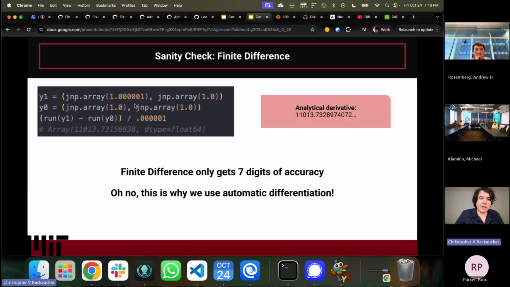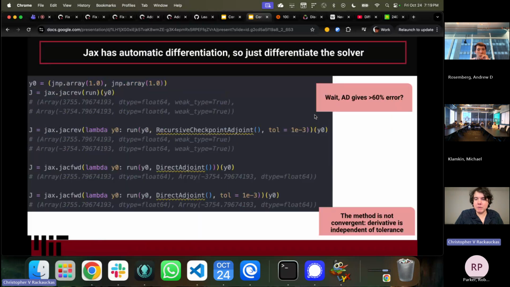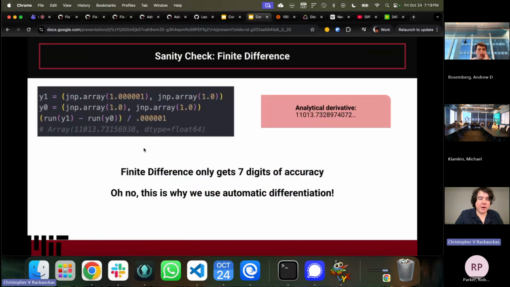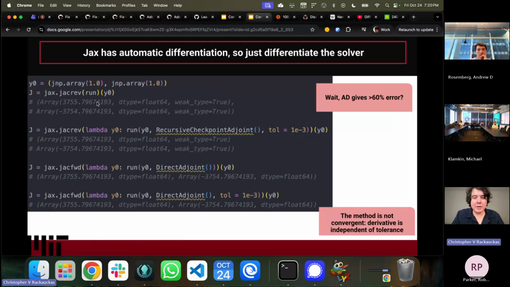So I want to take the derivative of the ODE solution with respect to its initial condition. Simplest way to do that is finite differences, right? So I take the finite difference here, where I perturb the initial condition a little bit, take the difference, divide by the perturbation amount. I get 1101373. The analytical derivative is actually very close to that, and so finite differences wise, this actually gets pretty decent, right? So now let me do automatic differentiation on the solver here. When I do automatic differentiation on the solver here, it gives me 3755. It gives you greater than 60% error.